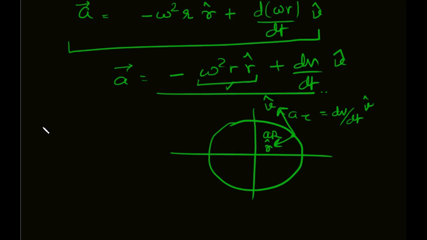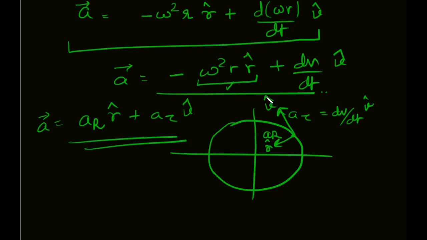If we think about it, A would be equal to the r cap term plus this expression, which is v cap. And obviously then A becomes root of a_r square plus a_tau square. This is the answer.